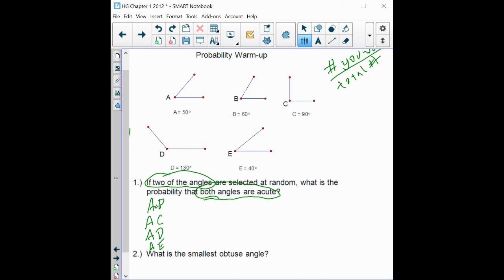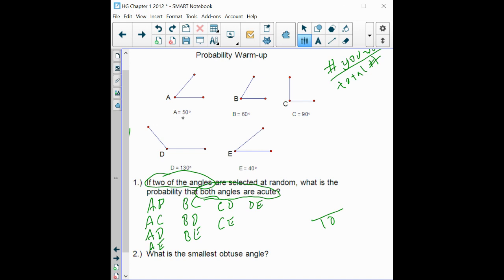Now for B, I already have B and A, so I'm just going to start with BC, BD, BE. And then go to C. Again, I already have AC and BC, so I'm going to go CD, CE. And then the last pairing is DE. So just looking at this, if you count them up, there are 10 total pairings. So that means there's 10 possibilities. Now I have to just go through and check where they're acute. And remember, acute means less than 90.